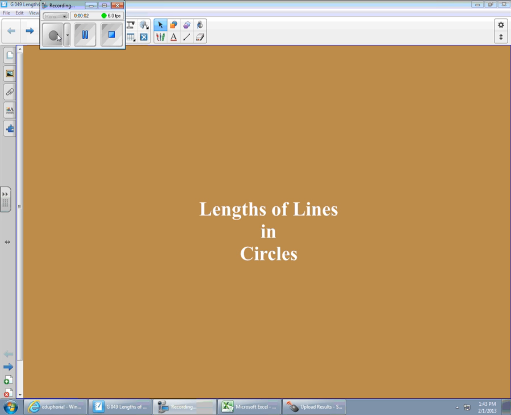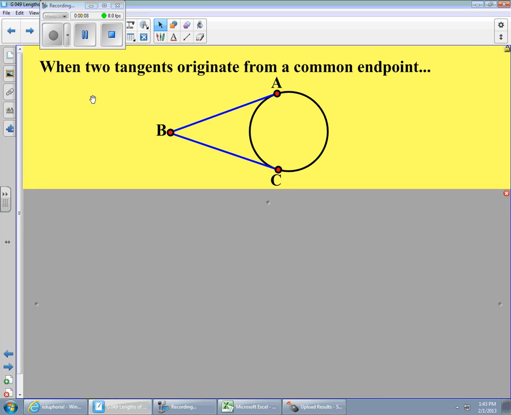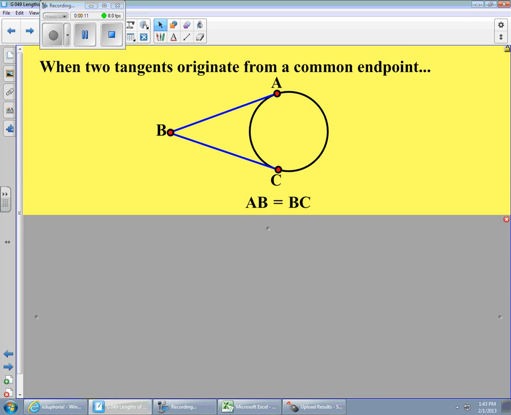Okay, so today we are looking at lengths of lines in circles. The very first rule that we need to discuss is one that you already have. As a matter of fact, it should be in your notes from when we did the definition of a tangent. One of the properties that we said is if two tangents originate from a common endpoint, then the lengths of the tangents from that point will be equal.